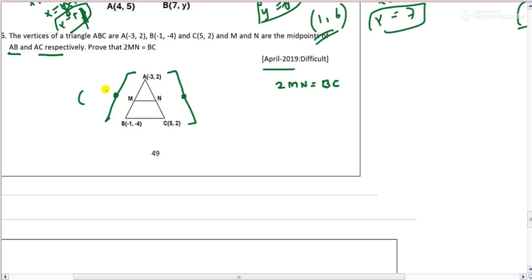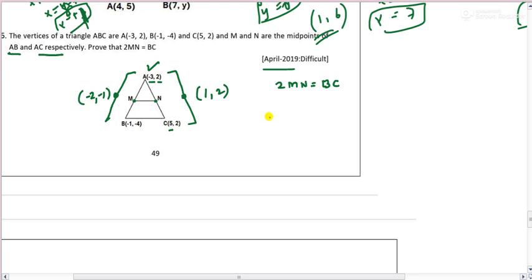First you use the midpoint formula and find M and N. If I do directly here, 3 minus 1, so minus 4 by 2 is minus 2, and 4 minus 2 by 2 is minus 1. So I got the value of M using midpoint. For N, use the same concept: minus 3 and 5 is 2, 2 by 2 is 1, and 2 plus 2 is 4 by 2 is 2. So these are the values of M and N. Any doubt?